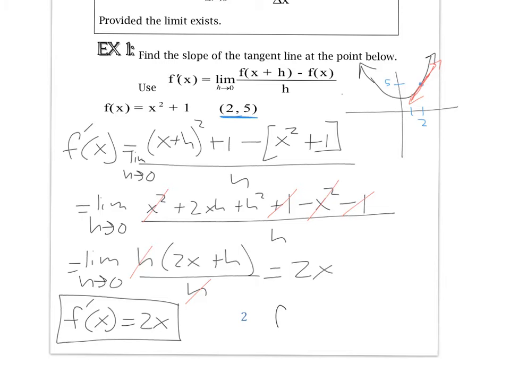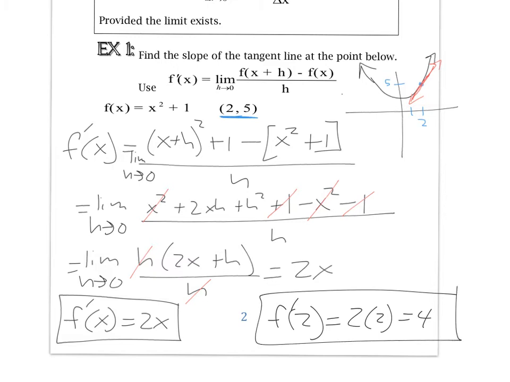So what is f prime of 2? Well, it's 2 times 2. It's 4. So the slope right there, right at that spot, is 4. The slope's 4. All there is to it. Let's do another one.